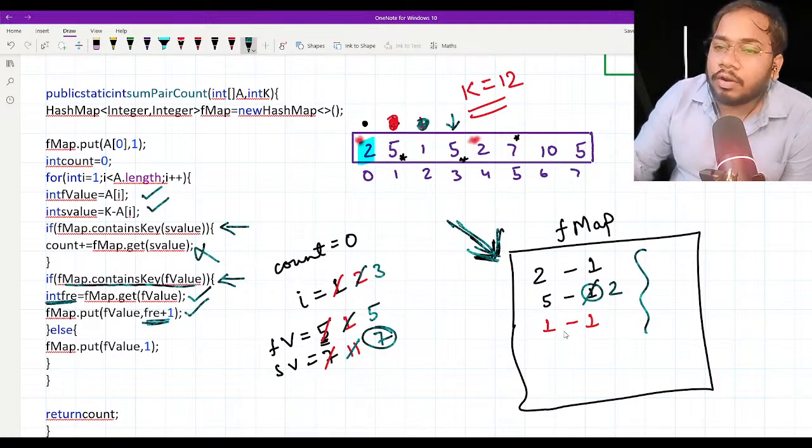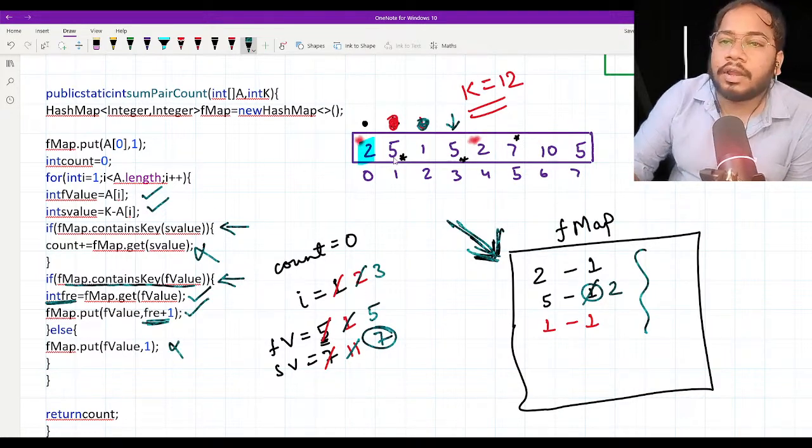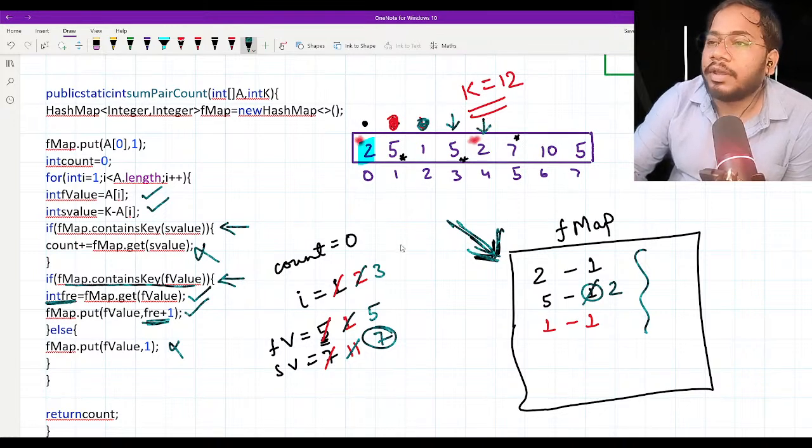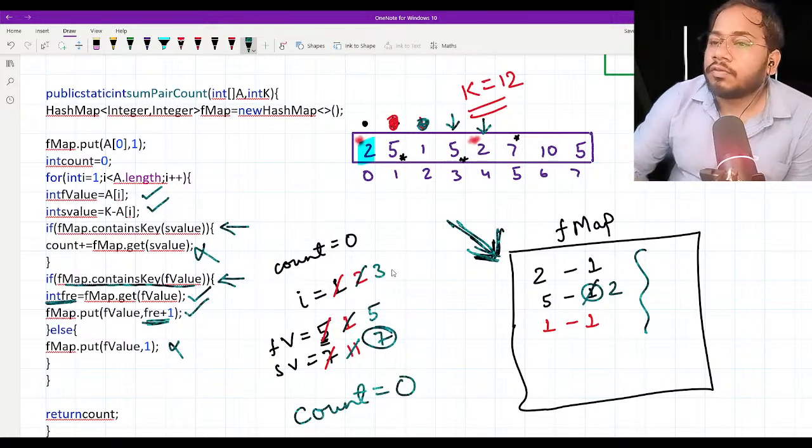Okay, got it. Okay, done. So we will not go into this else. We will again do i++. I will come here. As of now, count is 0. So now i is 4. This will become 2, and this will become 10.